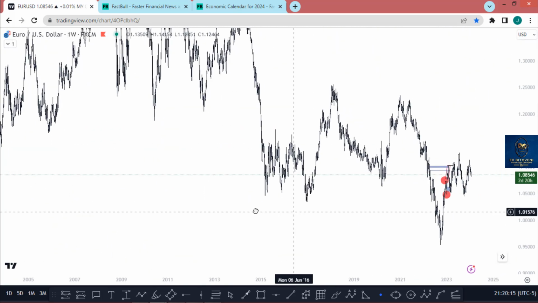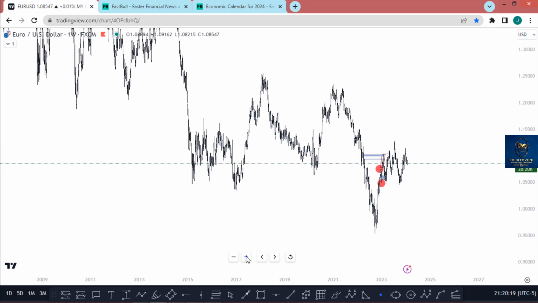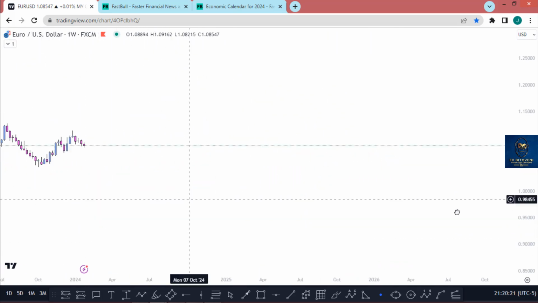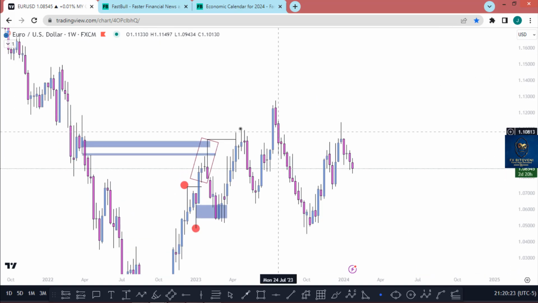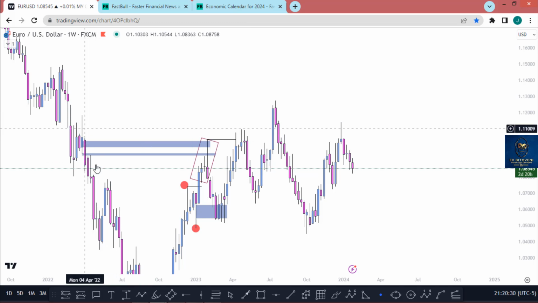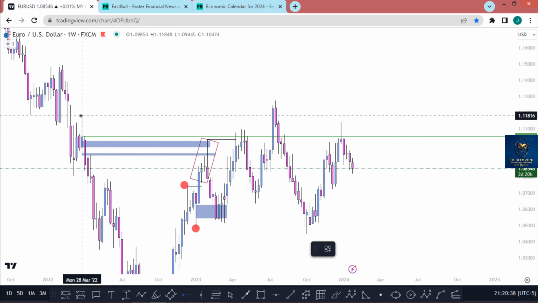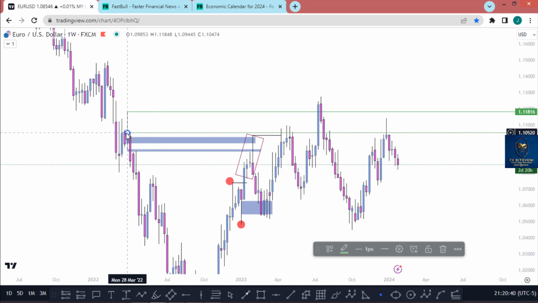Starting from weekly, try to see: do you have anything that will push price down? What do you have here? You simply have a wick. So within this wick, try to find imbalance within this wick.